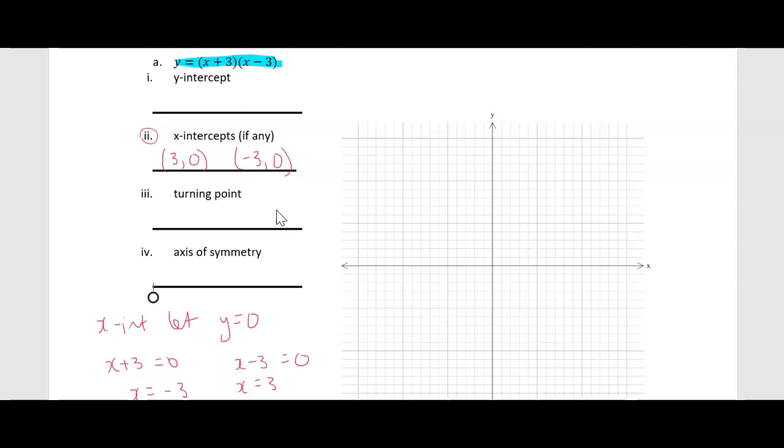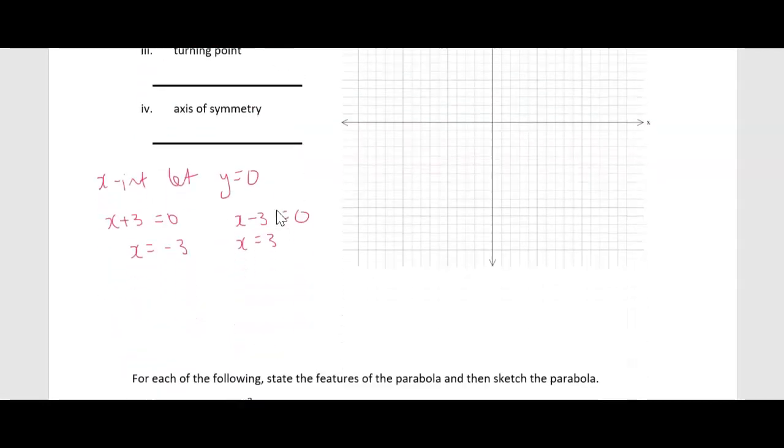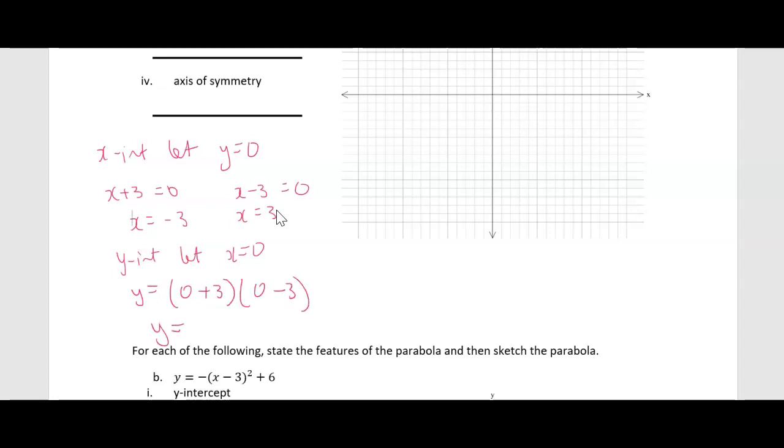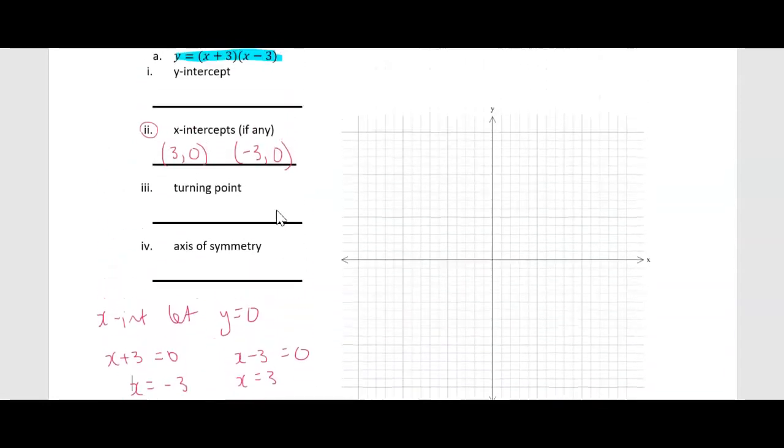Now for your y-intercept, we let x equal 0. So y-intercept, let x equal 0. So we're going to have y equals (0 plus 3) times (0 minus 3). So 3 times -3 is -9. So your y-intercept is at 0, -9.